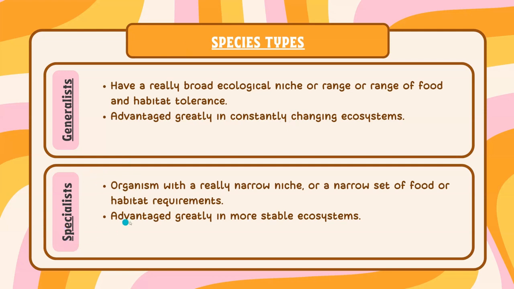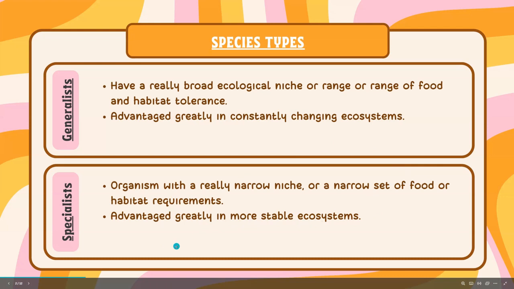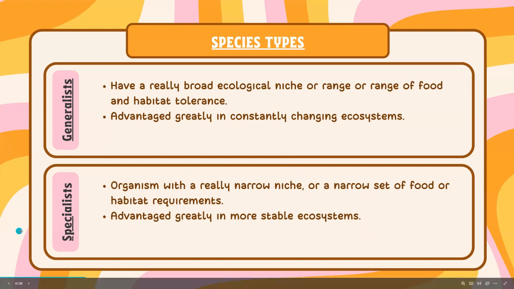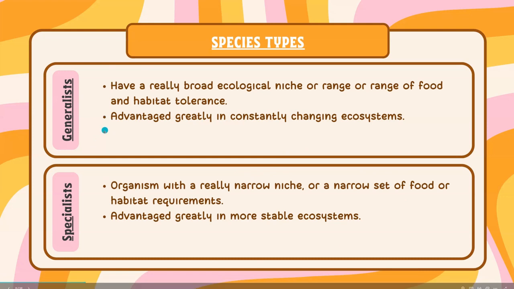However, specialist species are organisms with a really narrow niche or a narrow set of food or habitat requirements, and they are advantaged in more stable ecosystems, which means they are more advantaged in ecosystems that just don't change, which means they are at a disadvantage compared with the generalist species. So generalist species will thrive in environments that they are invasive to, while specialist species will not thrive.